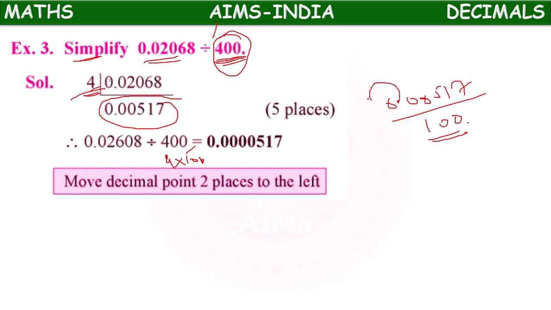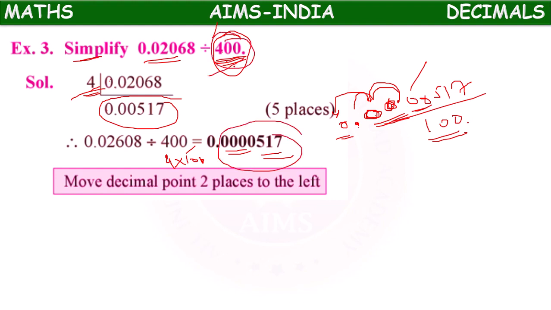This has to move two places towards the left. But only one place is there, so we can take one more zero. First place, second place. The point will shift to here. Before that, one more zero we can take. So, two extra zeros we are taking. So, 0.0000517. Okay.